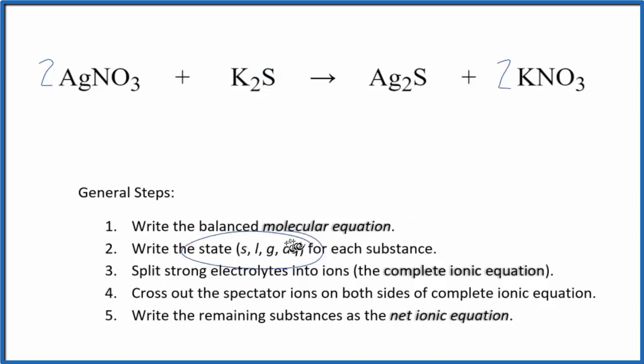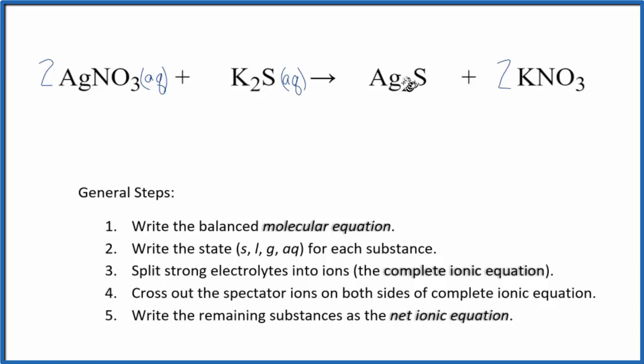Now we can write the states. If you know your solubility rules, nitrates are very soluble. We write aq for aqueous. These will dissolve in water, split apart into their ions, dissociate. Compounds with group 1 metals like potassium or sodium, they're very soluble as well. Little aq there. Silver, whenever you see silver, you need to be careful.